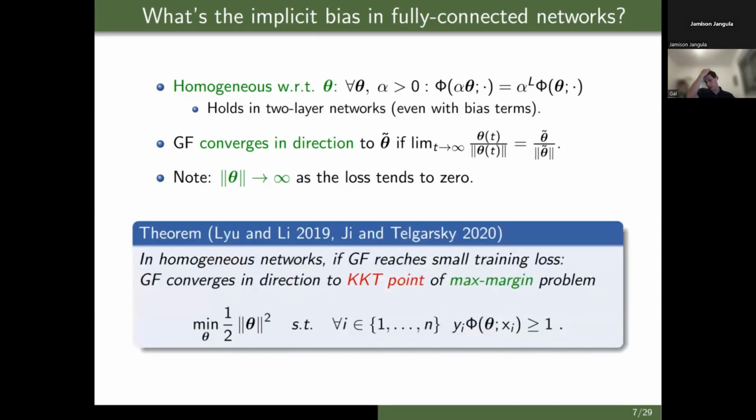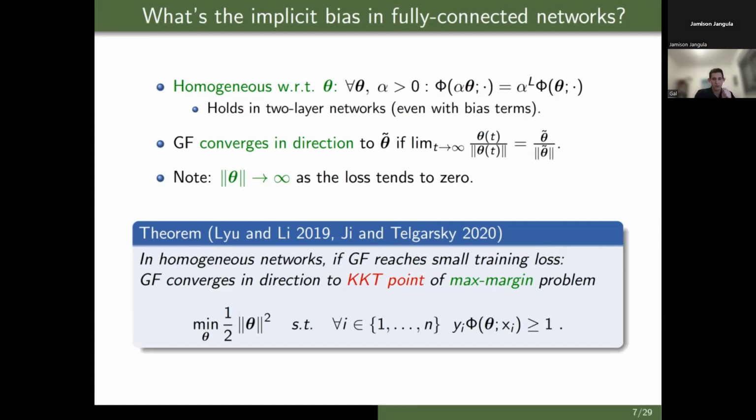And for this setting, there is a known result by Lyu and Li and by Ji and Telgarsky, which says that in homogeneous networks, if gradient flow reaches some sufficiently small training loss after some finite time, then gradient flow converges to zero training loss, and it converges in direction to a KKT point of the max margin problem. Now, the max margin problem is the problem which is stated here, in which we want to classify all training examples correctly with margin of at least 1, and we want to have a minimal norm for the parameters.